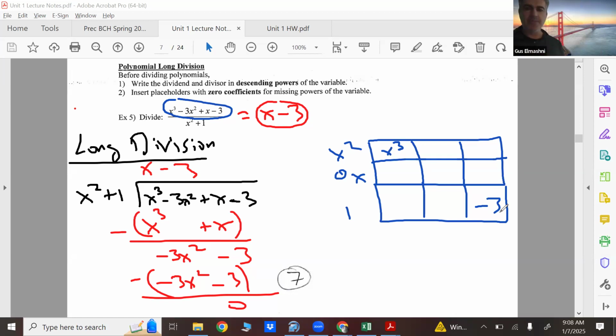Now let's do it again. Yes, that's going to be x. So I'm going to write this as 0x squared and positive x. Okay. Now, if you think about it, I have negative 3x squared, right?